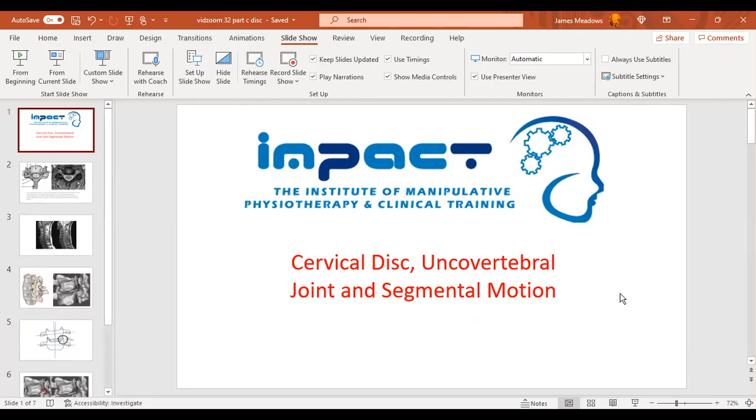Okay, so today we're going to be talking about the cervical segment. This includes the cervical disc, the uncovertebral joint, and the facet joints. We'll be looking at their development and degeneration, and how they cooperate in segmental movement, and how we can use that as an assessment technique. So a quick review of the anatomy first.